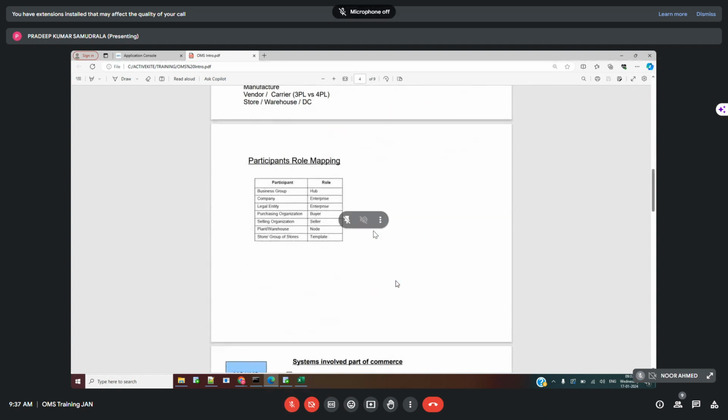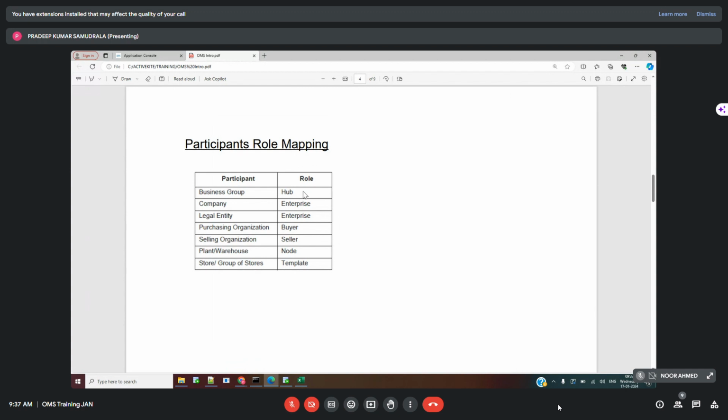So these are the different participants present in the supply chain model. These are a little important as we are going to talk in Sterling terms.